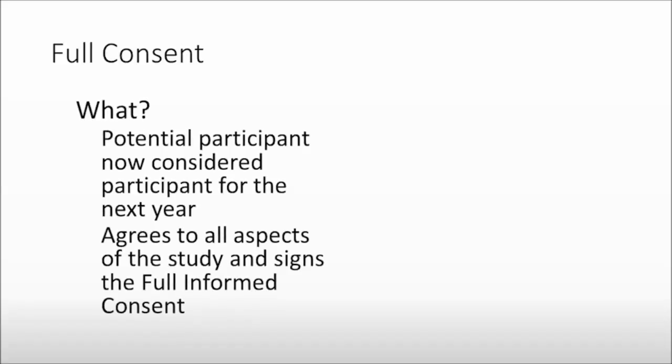So once the participant signs the second consent form, or the full consent, a potential participant is now considered a full participant for the next year, and they agree to all aspects of the study, and they sign the full informed consent and the blood storage consent, which we'll talk about in a little bit. But basically, at this point, they've completed all of the consents and they know everything about the study, and they will have agreed to everything at this point.